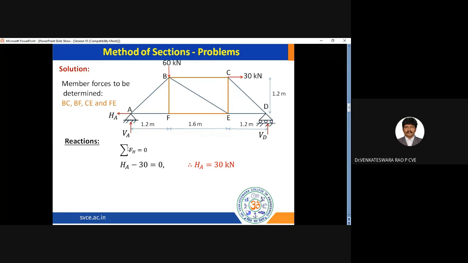Okay, so once you apply sigma FH equal to 0, because the hinge support will have vertical and horizontal reactions. You see that the horizontal reaction I have not shown on the right hand side. Then I look at the entire truss diagram, or just have a glance at it. There is only a single external horizontal force, which is acting on the right hand side.